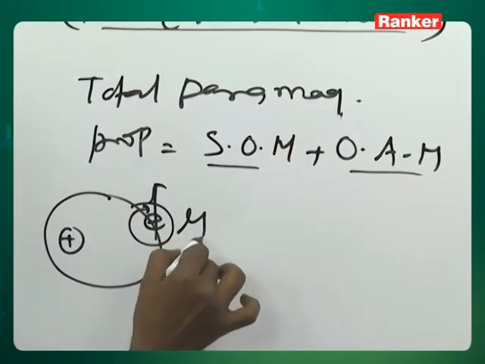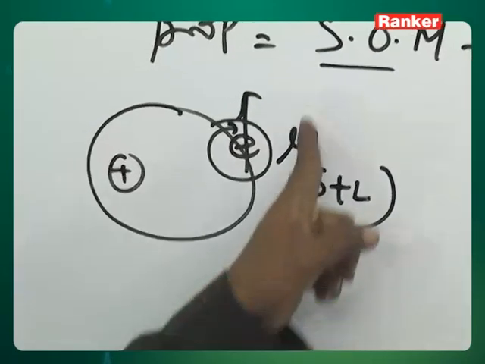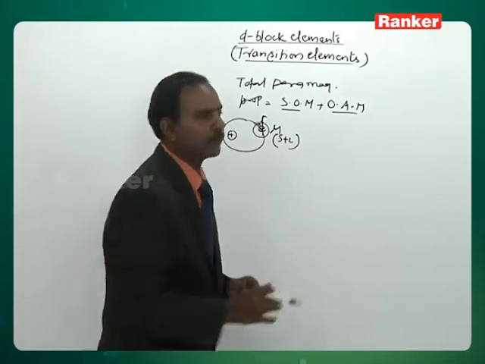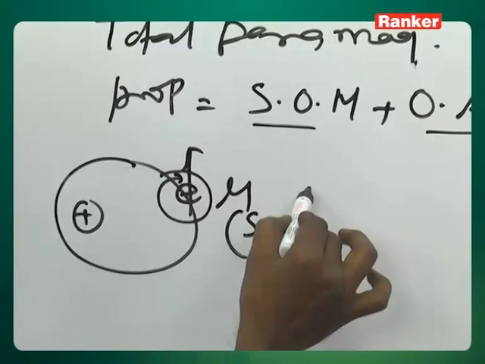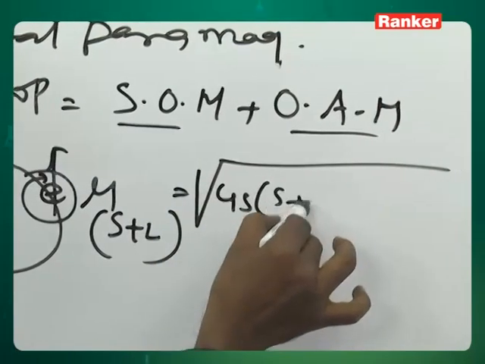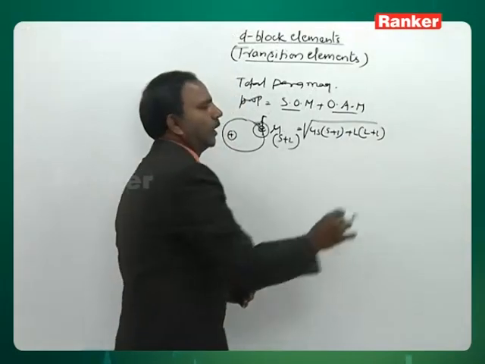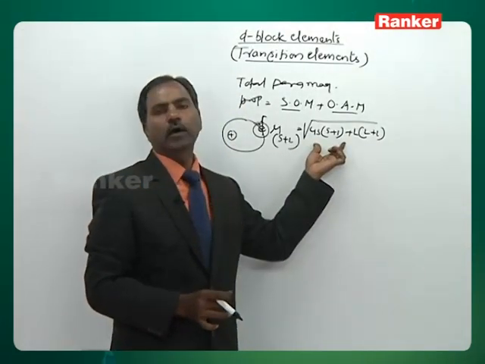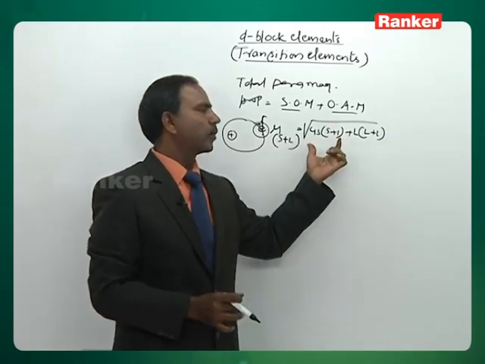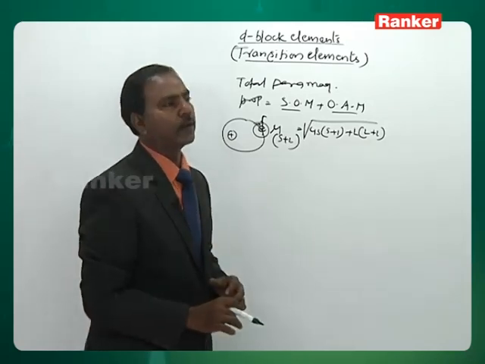This we can also show by an equation: mu S plus L. Here S stands for spin angular moment and L stands for orbital angular moment. The equation for this mu S plus L is equal to the square root of 4S into S plus 1, plus L into L plus 1. L into L plus 1 stands for orbital angular moment, and 4S into S plus 1 stands for spin angular moment.